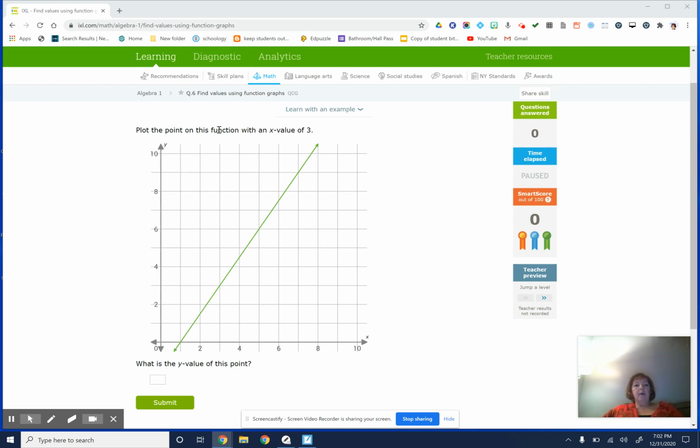It says plot the point on this function. So my line is my function here with an x value of 3. So I go down on my x-axis, I go over to where x is 3, and then I go up until I hit my line or my function. And I just plot the point. And then they ask me what the value is. So right here, when x is 3, the y value is also going to be 3. So they're asking me what the y value was. So 3.